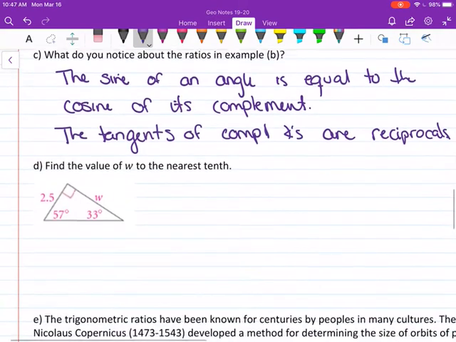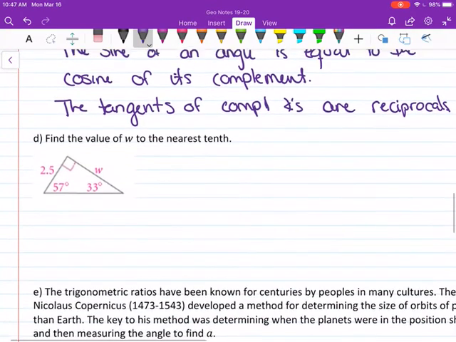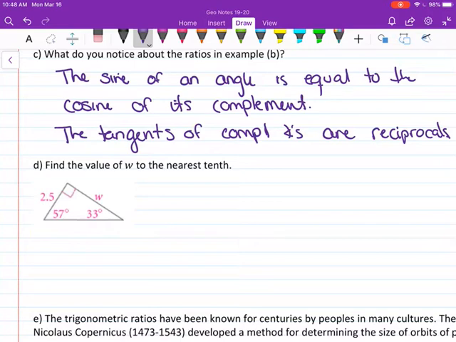Okay, next example. This one you're going to need a calculator. So if you have a scientific calculator or a smartphone, go ahead and pull that out. And we're going to find the value of W to the nearest tenth. So for this one, we're given angle measures and asked to find the side measure. So go ahead and just pick an angle. So I'm going to pick angle 33. You could also pick angle 57. It doesn't matter.